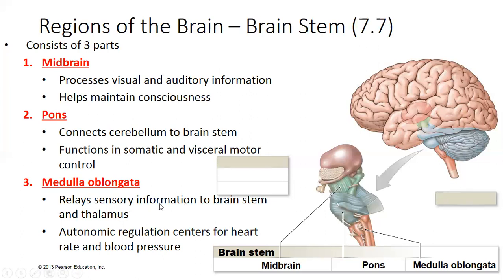But there's a relay center here, but the medulla also contains some centers that regulate heart rate and blood pressure. So there's what's called autonomic regulation centers there. And remember, the autonomic nervous system is the part of the motor division that controls visceral functions, like cardiovascular functions. So there's a cardiovascular center there that modulates changes in heart rate and the force of heart muscle contraction, but also blood pressure.